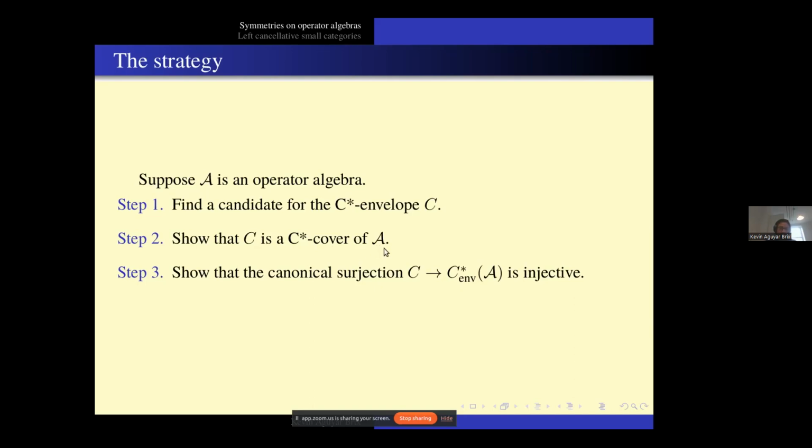And because of the co-universal property, if C is a C-star cover, then you get this map automatically. And step 3 is then to check that this is actually injective, because then you'd have an isomorphism and then you're done. You have found it. So this will be the guiding thread throughout the talk, these 3 steps. Now you'll see them again.